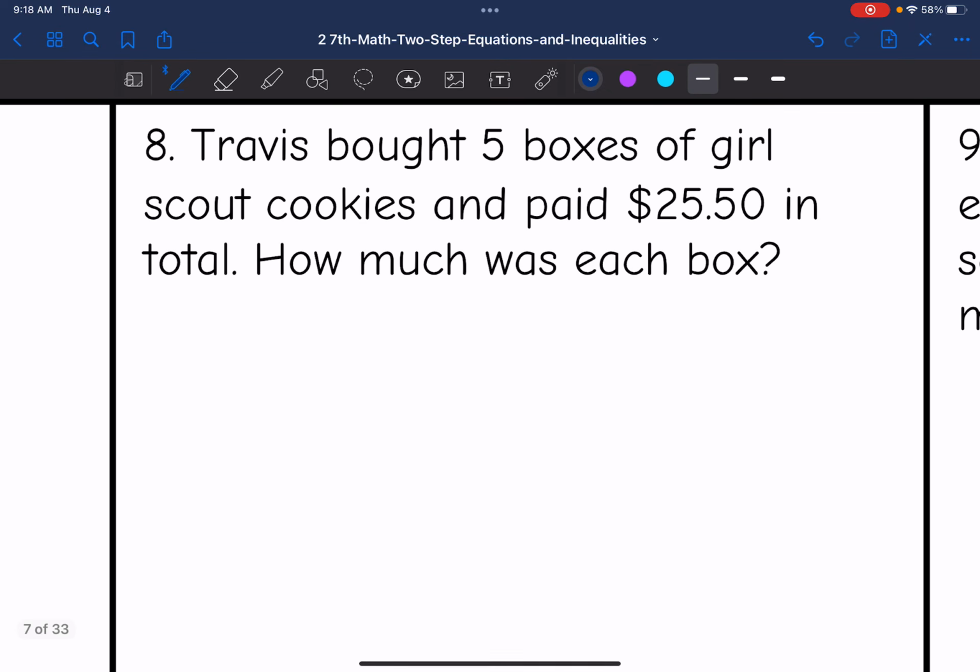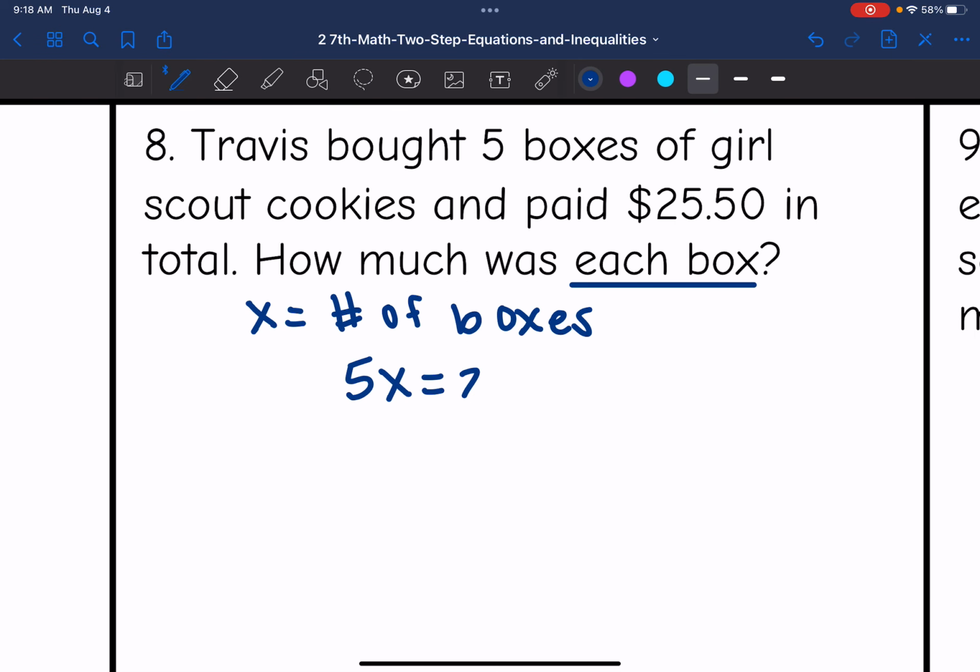Number 8 says Travis bought 5 boxes of Girl Scout cookies and paid $25.50 in total. How much was each box? So there's the unknown that we're looking for, the boxes. So x is going to be the cost of each box of Girl Scout cookies. It says Travis bought 5 boxes, so that would be 5x, and he paid $25.50 in total. So now I need to divide by 5.